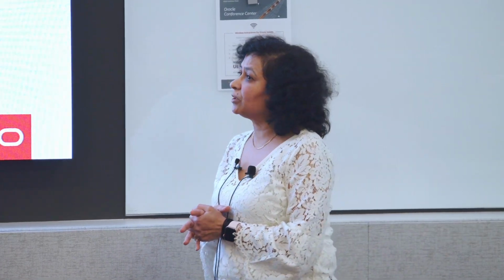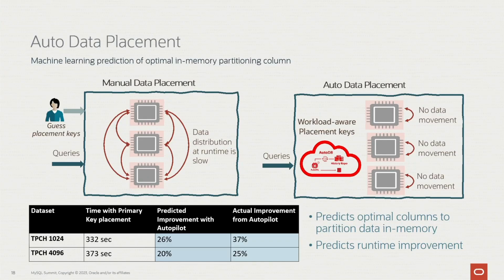Now we come to some of the features which have to do with query execution time automation. The first one of them is auto data placement. As you know, MySQL HeatWave is a heavily distributed system. So what happens when my query is running and I have a join in the query, my data which is involved in the join, specifically the join keys, they need to be co-located.